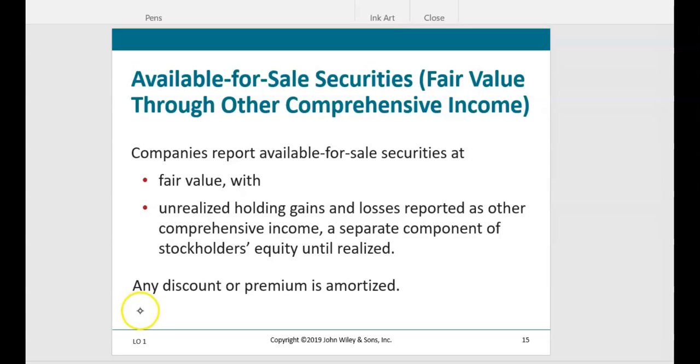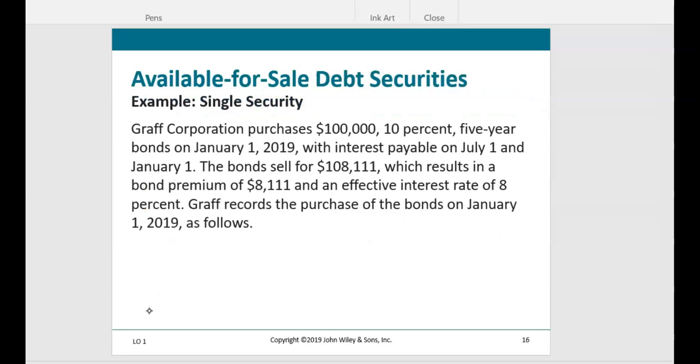Just like before, any discount or premium is amortized, but again, we do not use specific discount or premium accounts. Let's take a look at an example. Graph Corporation purchases 100,000 10% 5-year bonds on January 1st, 2019 with interest payable on July 1st, and from Graph's perspective, that's interest receivable, July 1st and January 1st. The bonds sell for $108,111, which results in a premium of $8,111 and an effective interest rate of 8%.